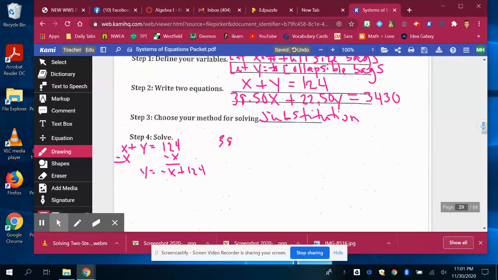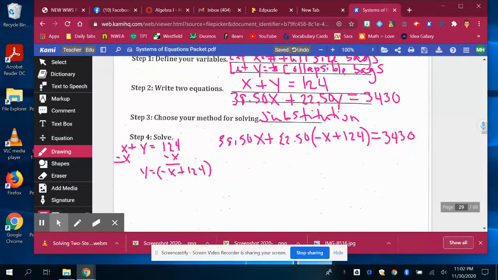So I have 38.50x plus $22.50 times whatever y is. And I know that y is negative x plus 124. And that's going to equal my total $3,430. All right, so now I can solve this equation for x to find the number of full-size bags.